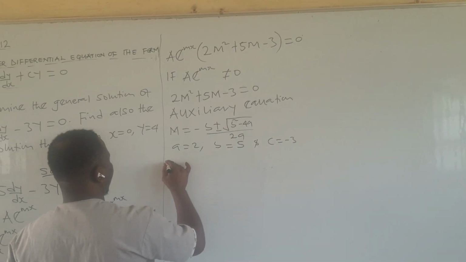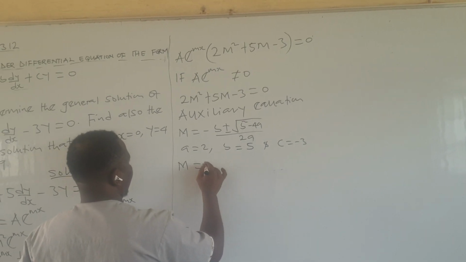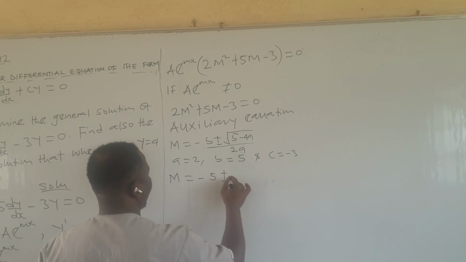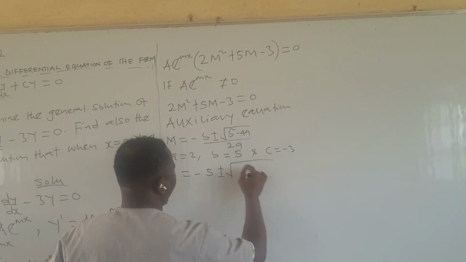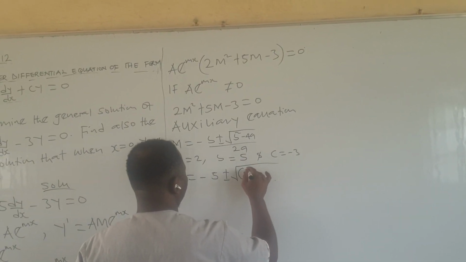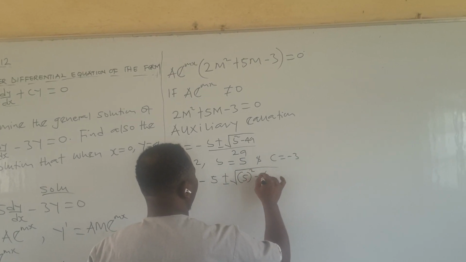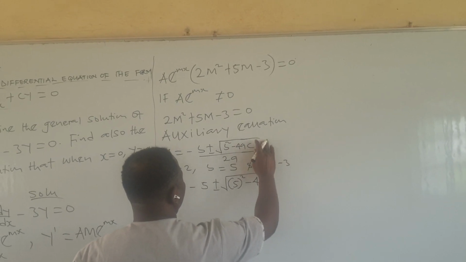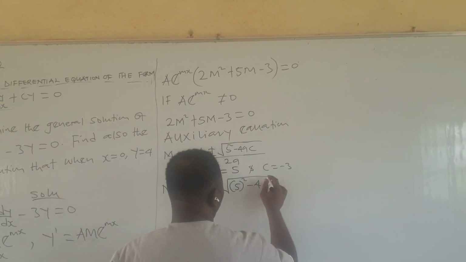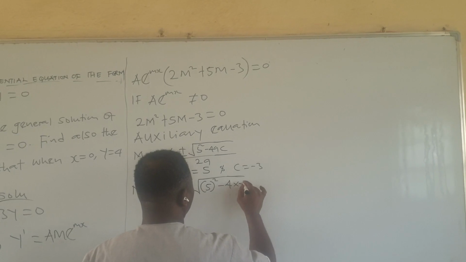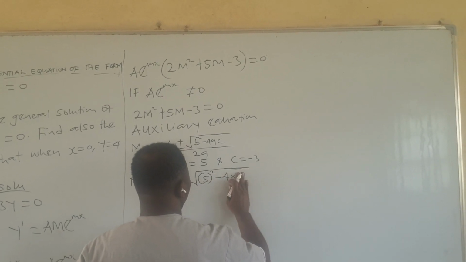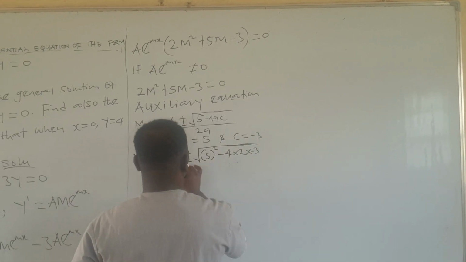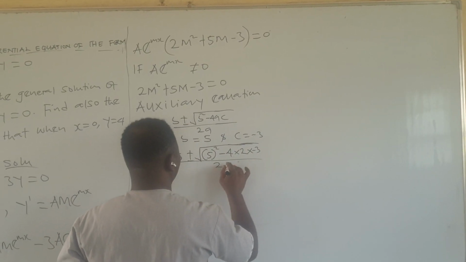So if you agree with me, our m is equal to minus 5 plus or minus the square root of (5) squared minus 4ac. Is that clear? Okay. 4 times c times minus 3. Sorry, a is 2, times minus 3, all over 2 times 2.